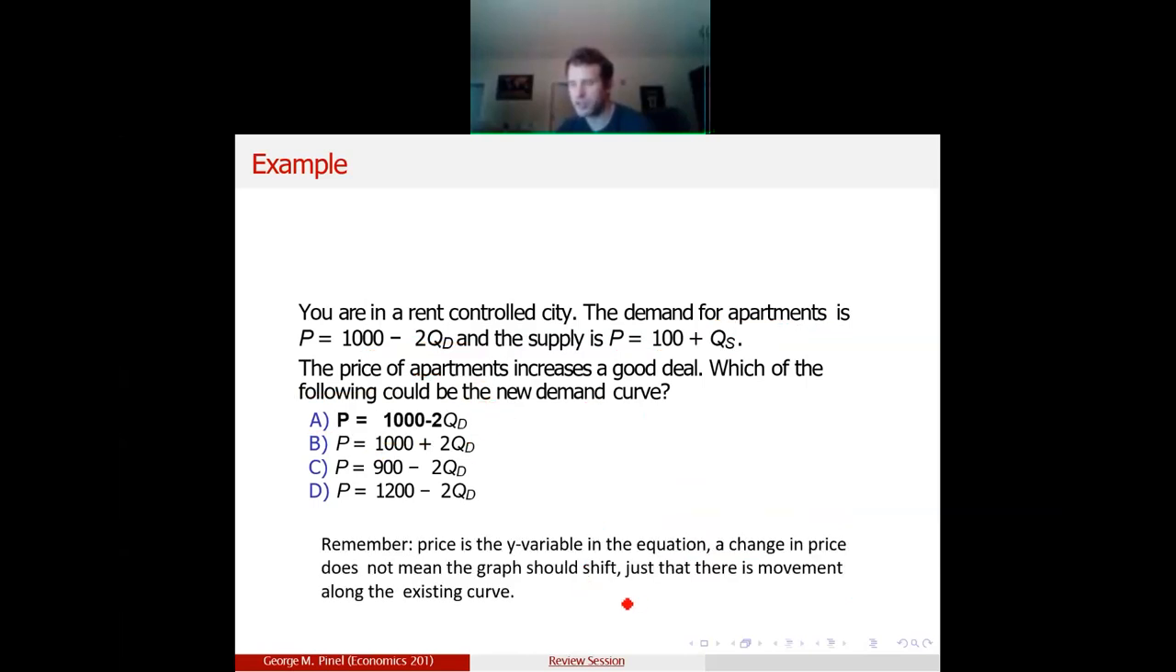So that was a little bit of a trick question, and I'm sorry for being a dick, but I want you to understand the difference. So price is the y variable in the equation. A change in price does not mean the graph should shift, just that there's a movement along the existing demand curve. So again, demand is a relationship for every quantity and price. So if I change the price, it's like I'm changing the y of this function.